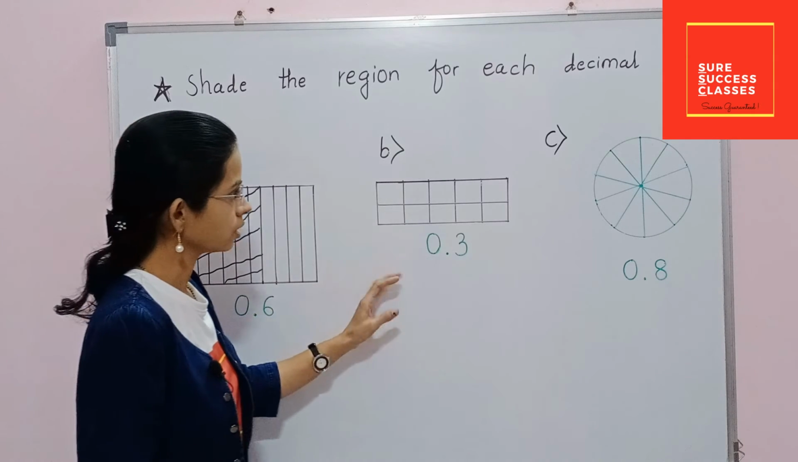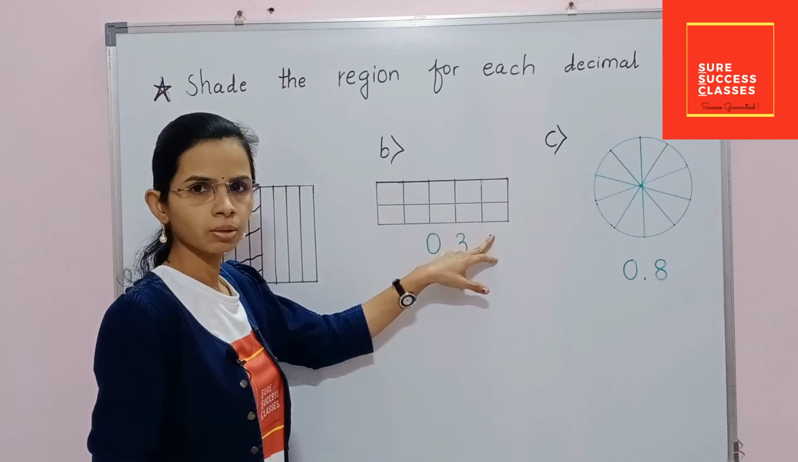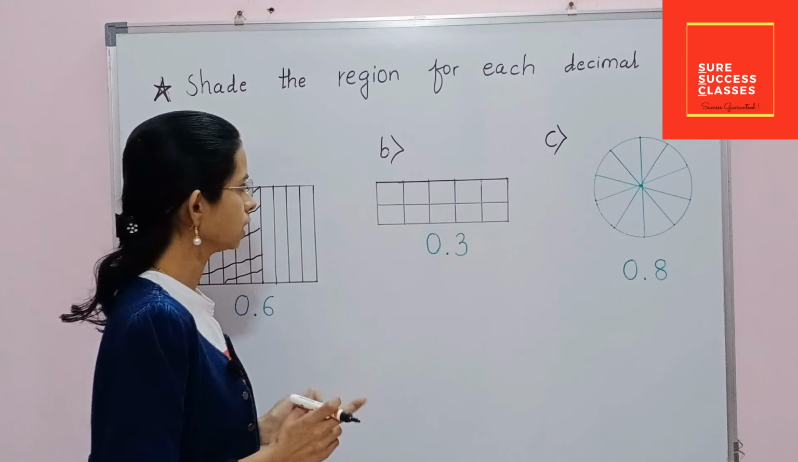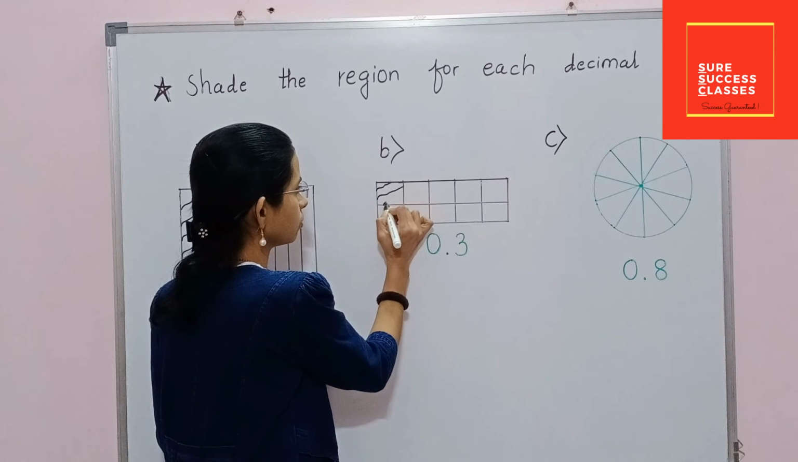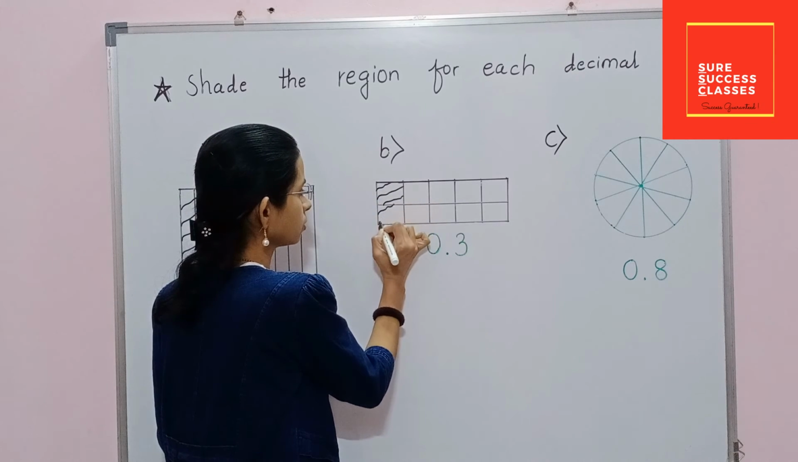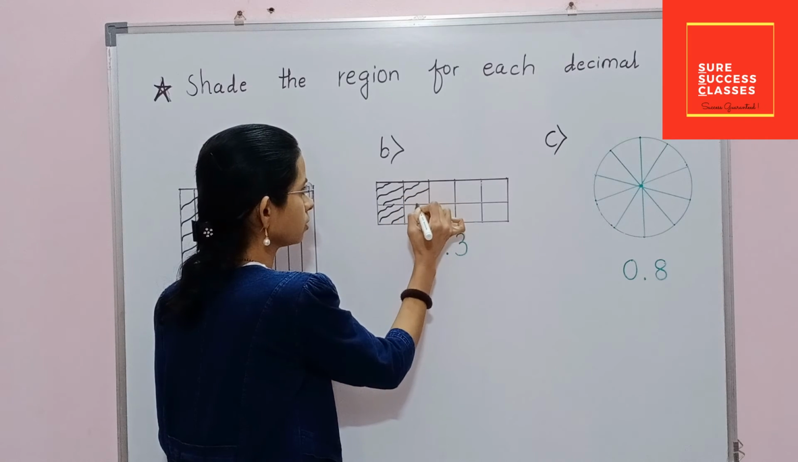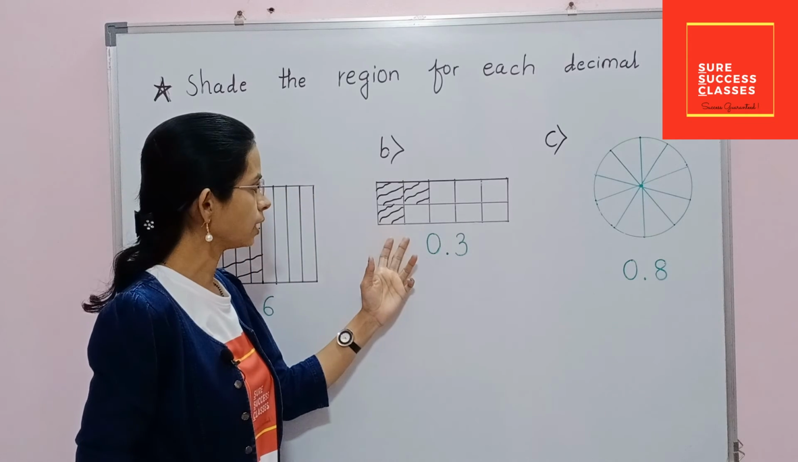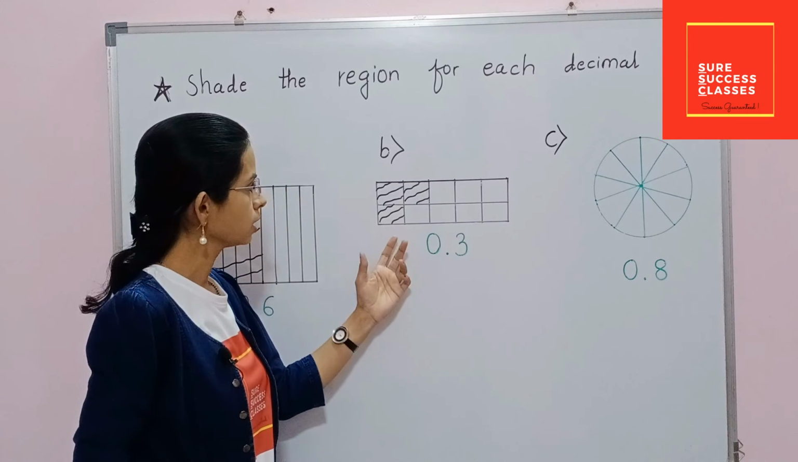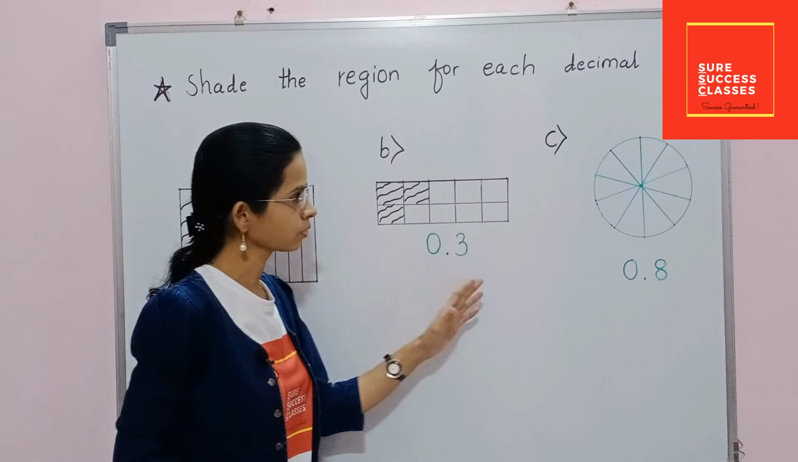Next is, here the decimal given is 0.3, means out of 10 equal parts we have to shade 3 parts. One part, second part and third one. Here we have shaded 3 parts out of 10 equal parts. This represents the decimal 0.3.